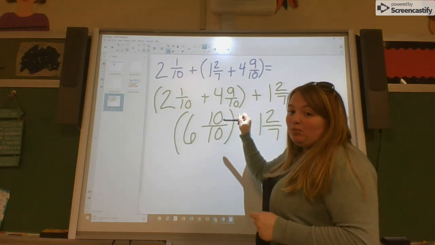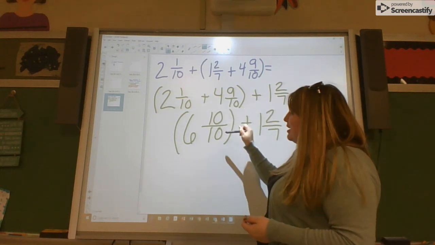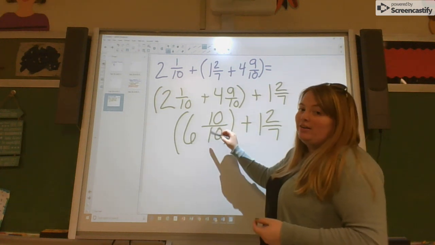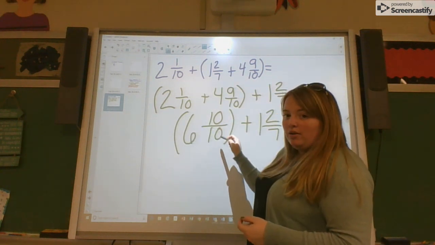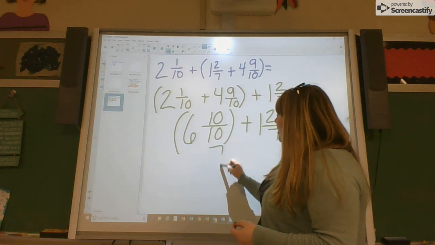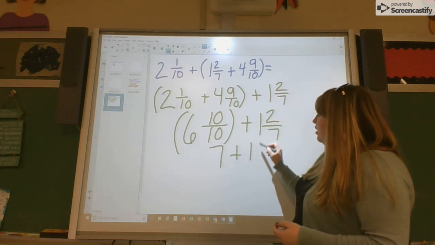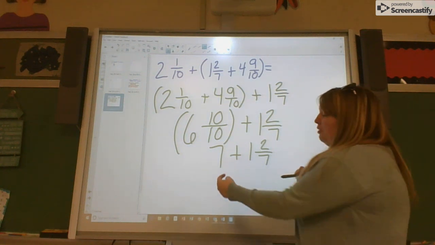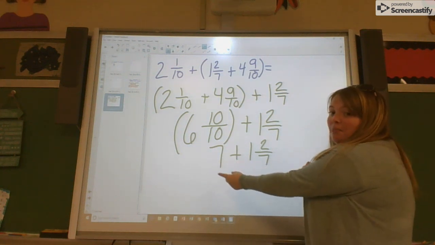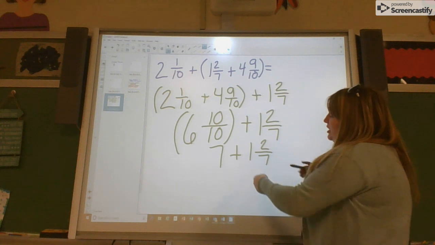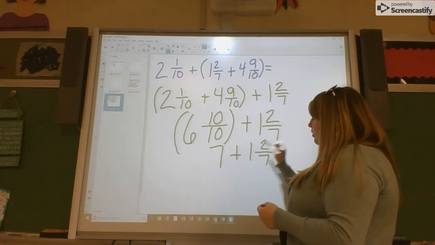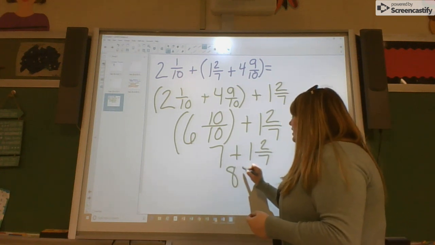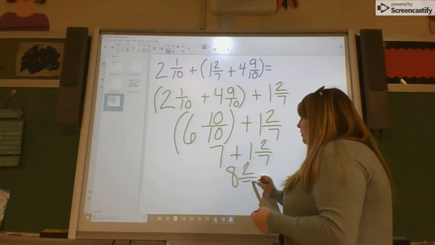When my numerator is the same as my denominator, this is 1. So now I have 6 plus 1. So this is 7 plus 1 and 2/7. Now, I don't have a fraction here, but I can go ahead and add these two numbers together. So now I have 7 plus 1 and 2/7 gives me 8 and 2/7.